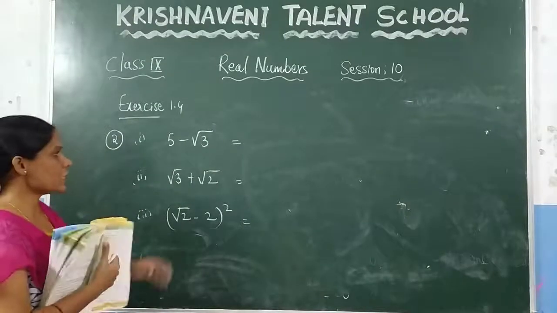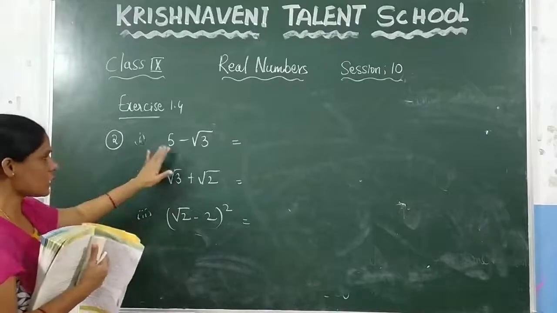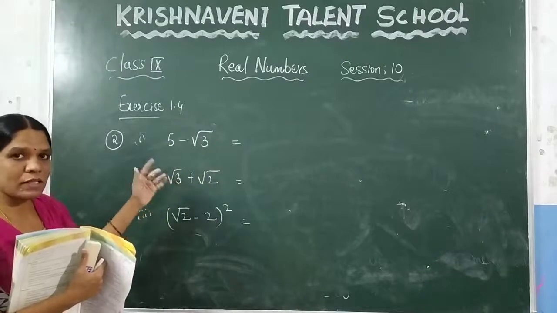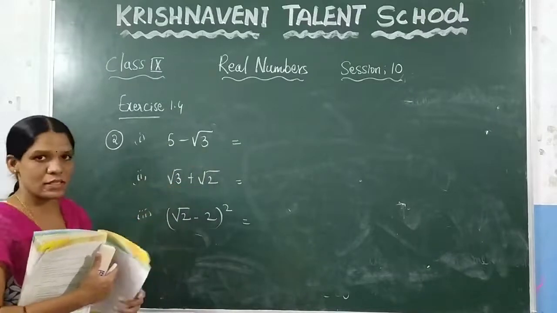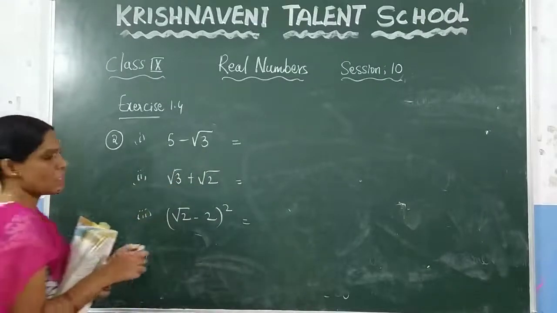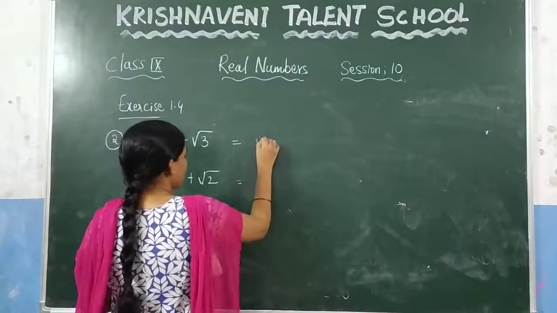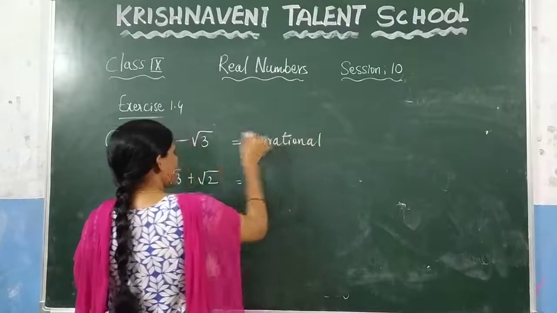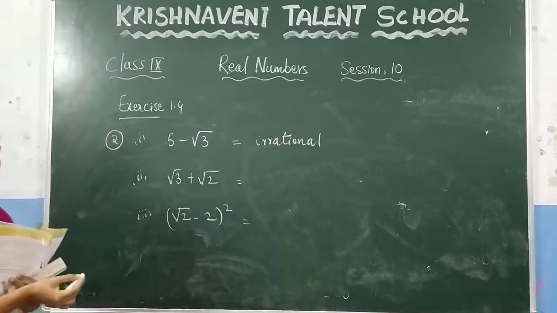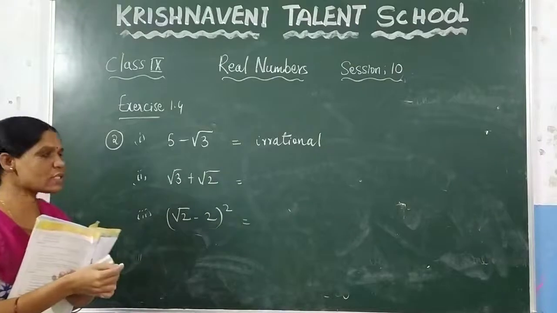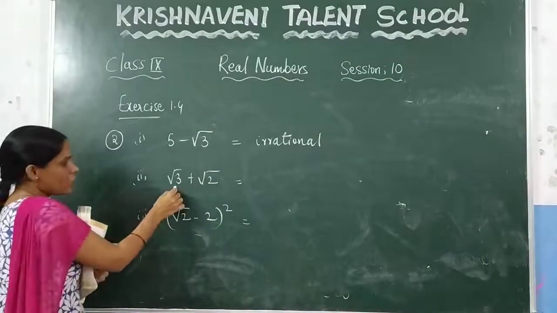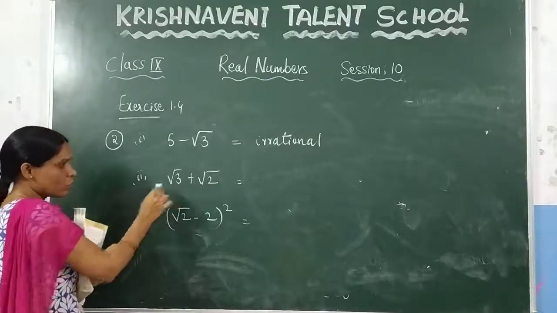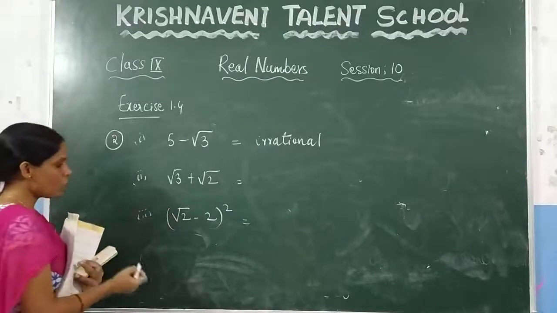Before, in previous sessions, we discussed that if one number is rational and one number is irrational, and you subtract, multiply, or divide, the result will always be irrational. So based on that we can write this value as irrational. If one is a rational number and the other is an irrational number, the result will always be an irrational number. Here you can observe that clearly this is an irrational number because you know that root 3 is an irrational number.